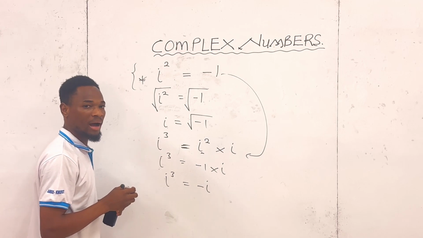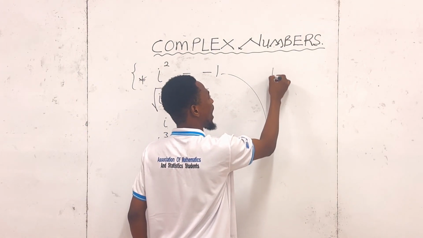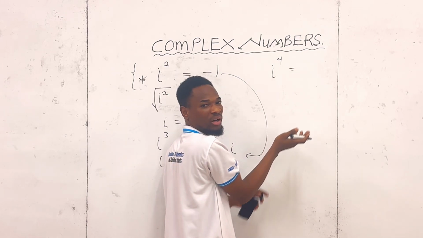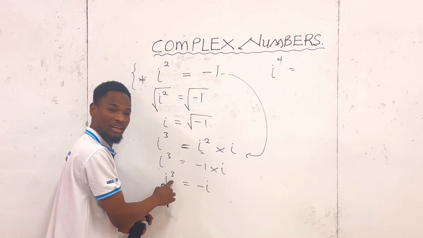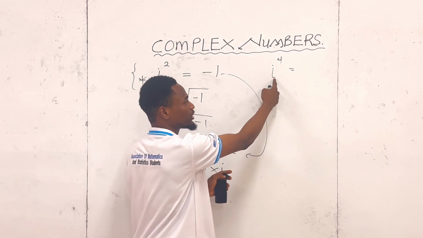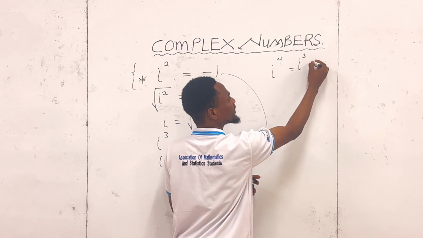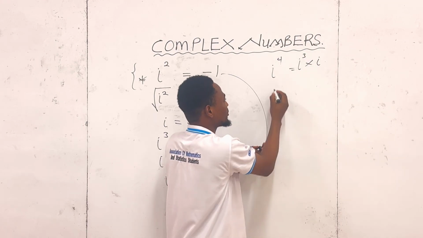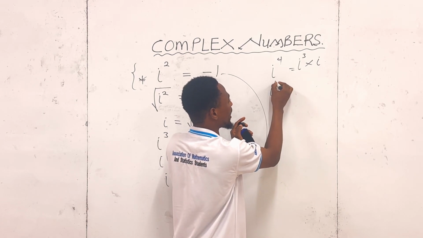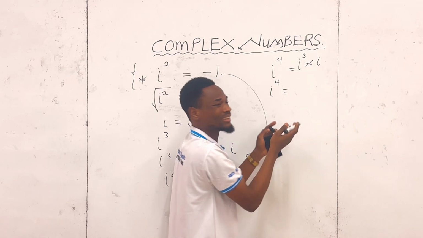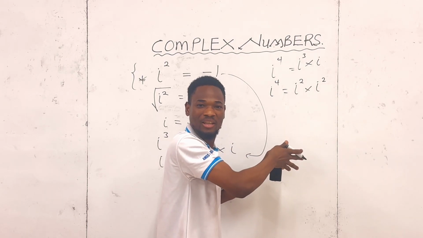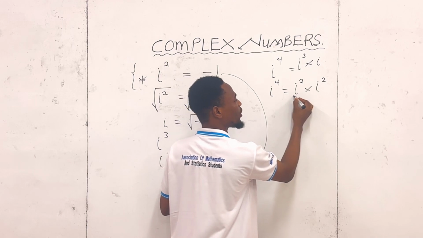Good. Using the same analogy, what of i raised to the power 4? Whatever way you can do it. Here we expressed i cubed as i squared times i. Or whichever way you do, just make sure that your algebra is proper. So i raised to the power 4 can also be expressed as i squared times i squared. You will still get the same answer.